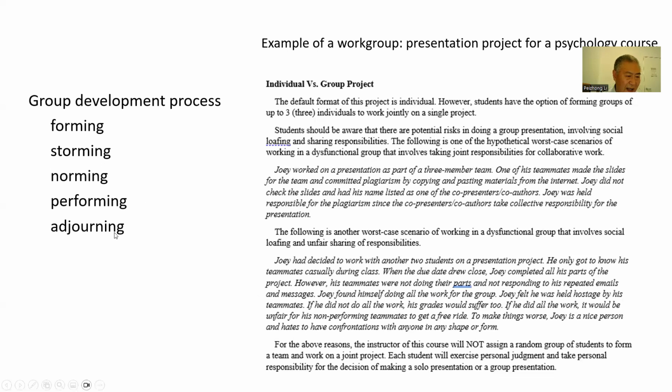In the adjourning stage, when the group ended, there might be some bad feelings between the group members. And of course, the quality of work would be impaired. Most groups would follow these stages in group development.